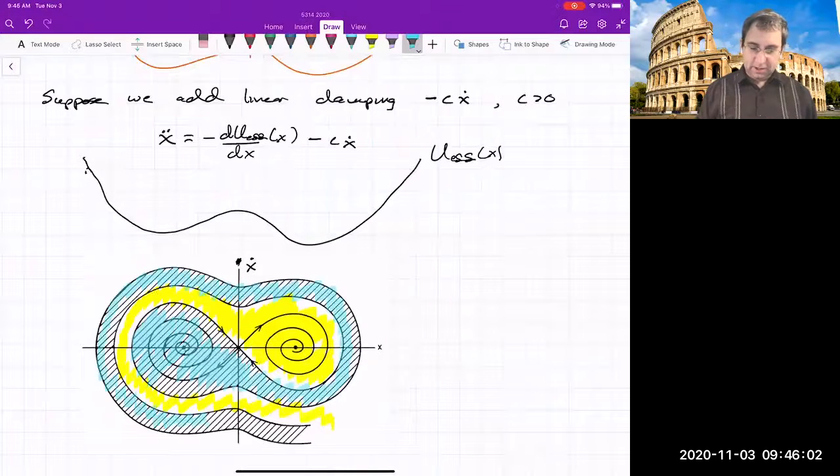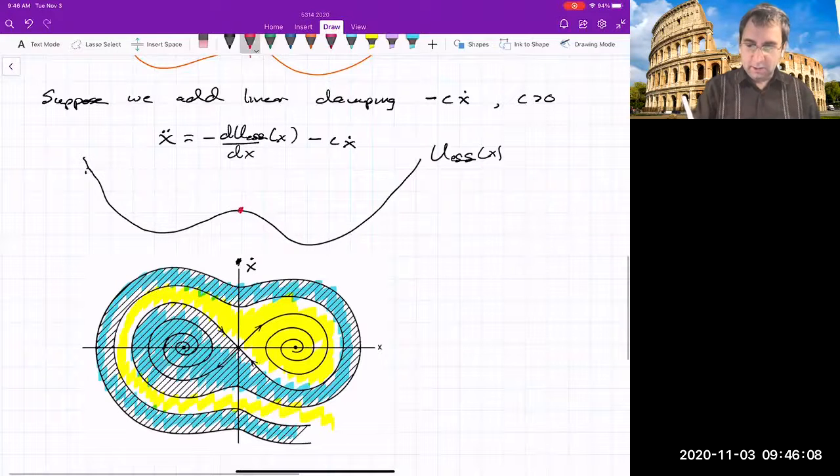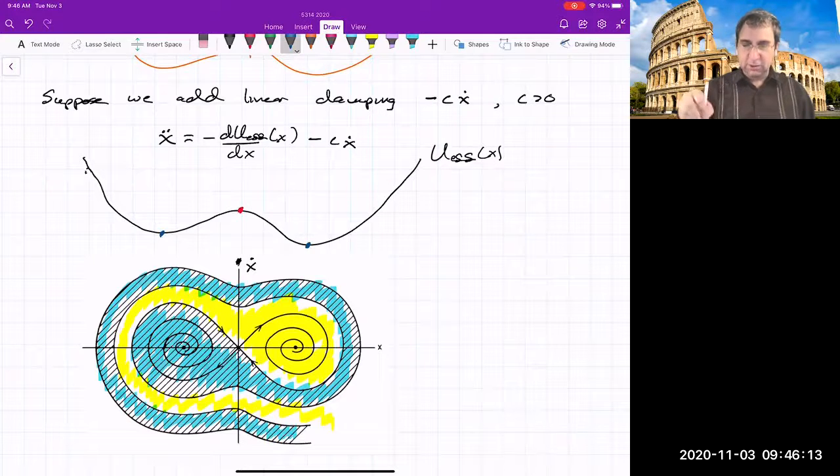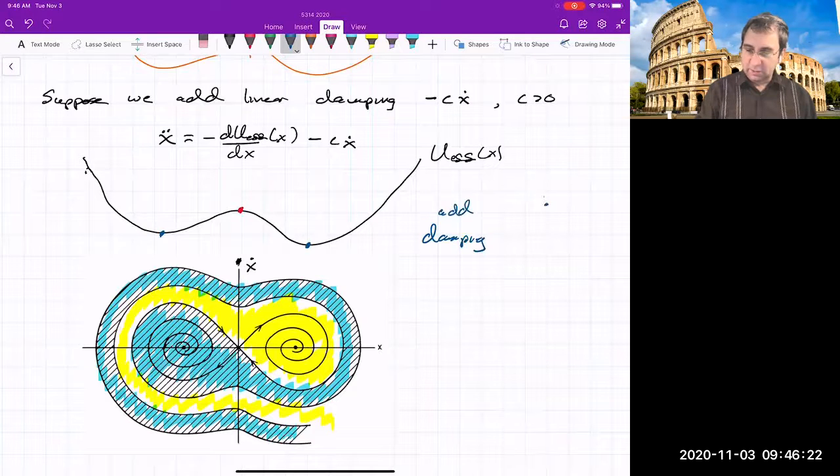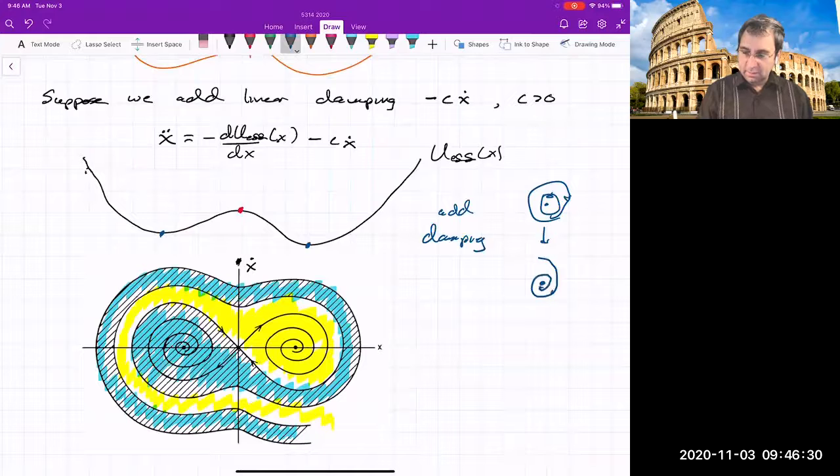And what's going on here? Well, we still have a saddle point at that hilltop in the middle. And at these valley points, we've got things that are now spiraling in. So if you add damping, then you have things that go from being closed curves to everything spiraling in. So we can easily imagine this. If we had a ball moving in this well, we release it somewhere, it's going to eventually settle down in one of these valleys.